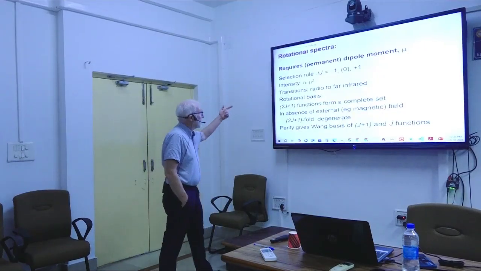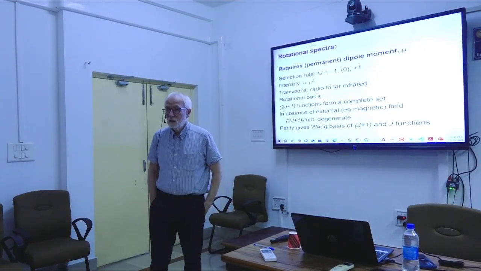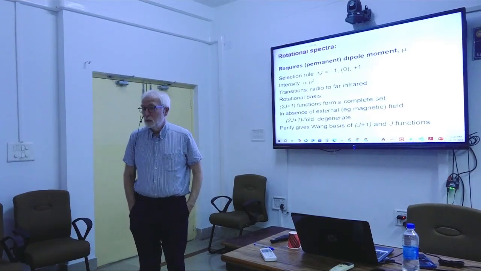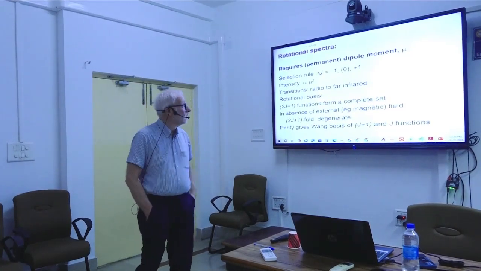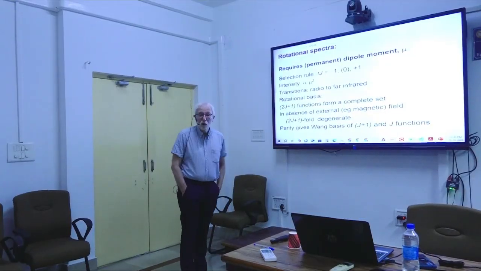And these have the selection rules, delta J is plus or minus 1, and 0 for asymmetric tops, but basically plus or minus 1, we'll come to 0 in a bit. The intensity is simply proportional to the square of the dipole. So you can look at a molecule, if you know its dipole moment, you'll know very quickly how intense it is.